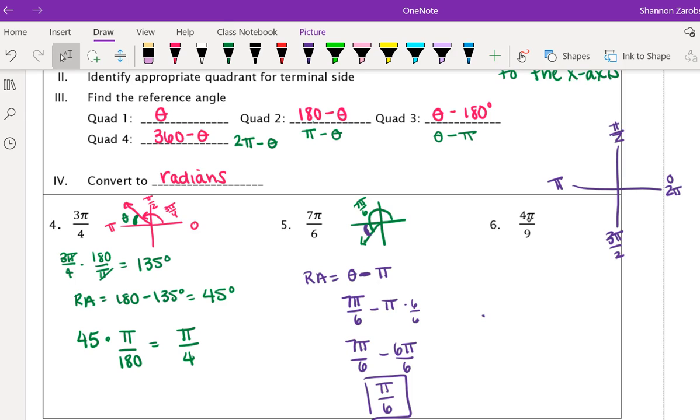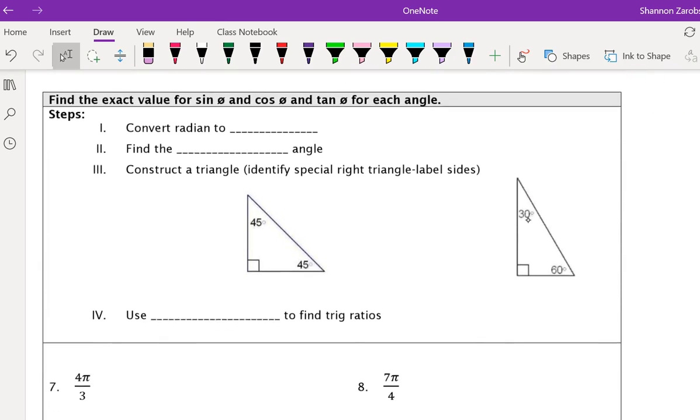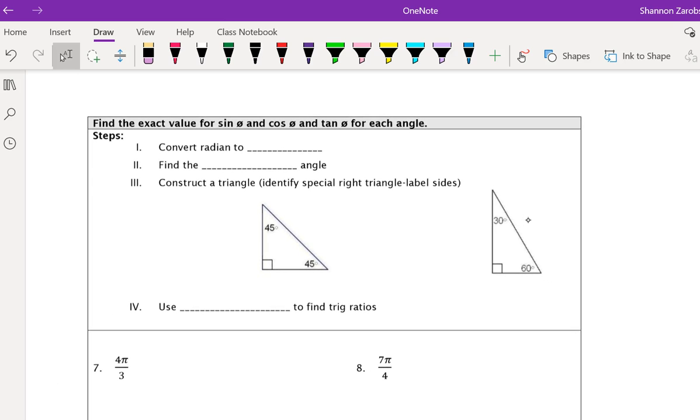So 4 over 8 is 1/2. 4 over 9 is less than 1/2, which means that I'm in quadrant 1, so it's going to be over here somewhere. If I'm in quadrant 1, the reference angle is the angle. There's no work required. It's 4 pi over 9.